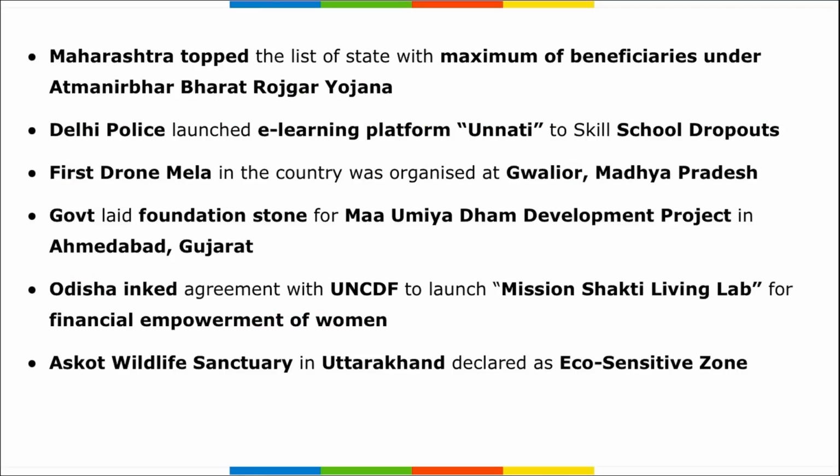Next, Maharashtra. Maharashtra topped the list of states with the maximum number of beneficiaries under Atmanirbhar Bharat Rozgar Abhiyan. So under this Atmanirbhar Bharat Rozgar Yojana, which state topped? It was Maharashtra. Delhi Police has launched e-learning platform Unnati to scale the school dropouts.